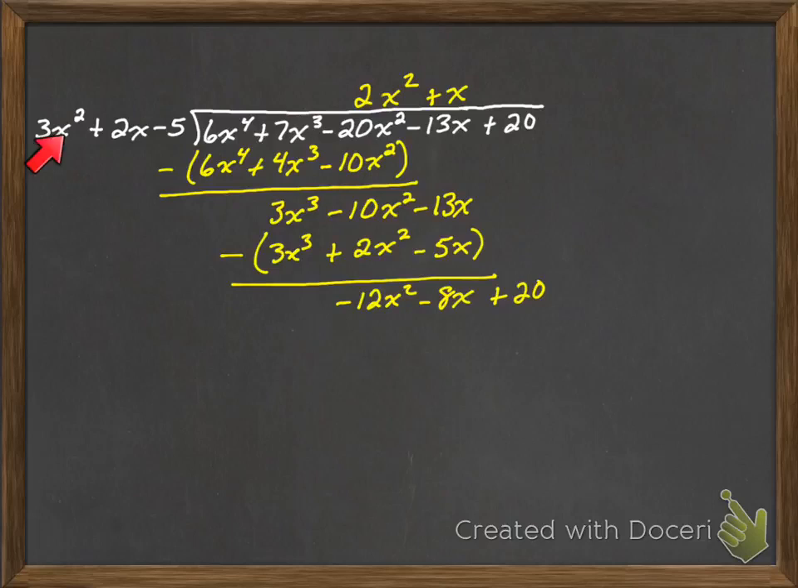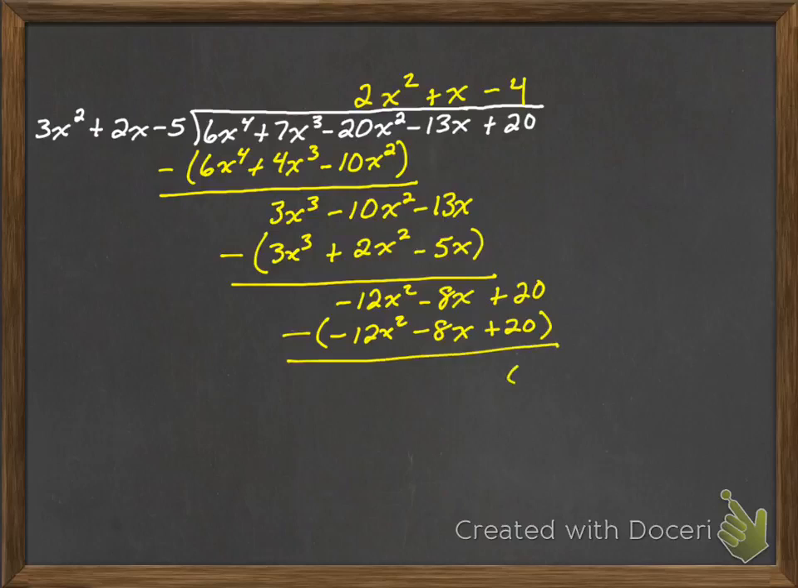So now 3x squared times what will give us 12x squared? That would be a negative 4. All right, so we get a negative 12x squared minus 8x plus 20, parenthesis, subtract. Everything will cancel out. So our final answer is 2x squared plus x minus 4.